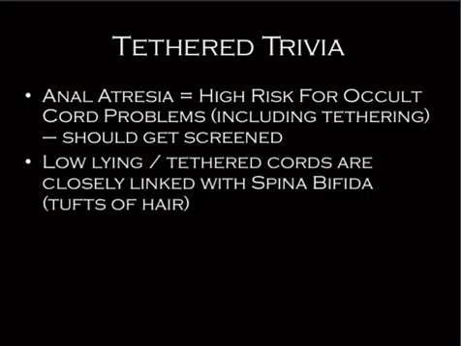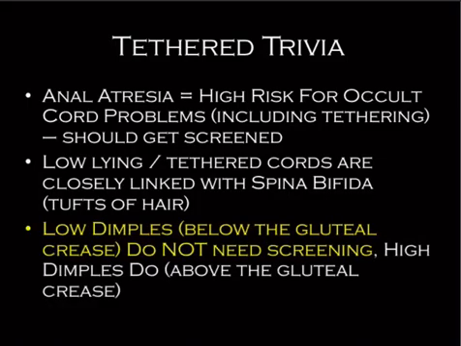Low-lying cords are also seen more in spina bifida. You may remember they have those gross tufts of hair on their back. And then low dimples below the gluteal crease do not need to be screened. So if you're going to remember anything, I would remember that, because everyone else does get screened. So it's easier to write a who doesn't get screened question than a who does get screened question. If you're going to remember a second fact, I remember the anal atresia VACTERL correlation. If you're going to remember a third thing, I remember that picture that I just showed you that has a fatty mass, because lipomas of the cord are associated with tethering.